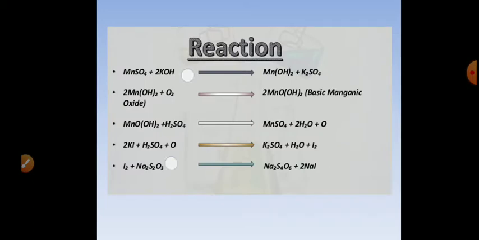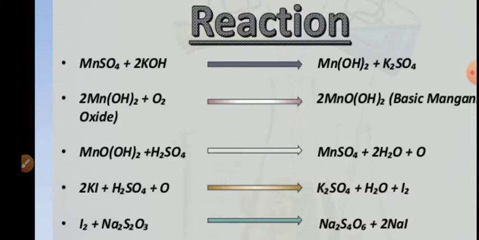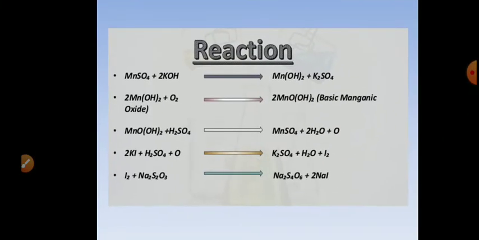So what is the procedure? These are the reactions which take place when you are performing the titration, the basic reactions. Right, so the procedure you know now.